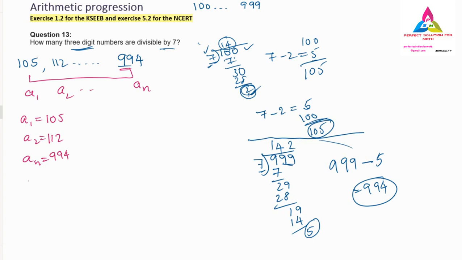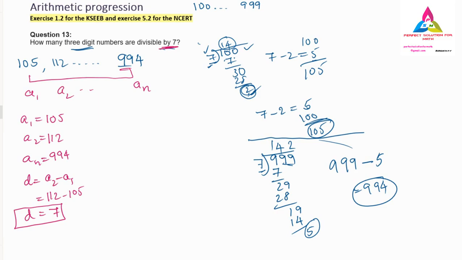Next we have to find the d value. D is nothing but a2 minus a1, that is 112 minus 105, which is equal to 7. So the d value will be 7. One more thing: to find the d value, it is given only as divisible by 7. Whatever they say it is divisible by becomes the d value. If they had given divisible by 8 here, the d value would be 8, in this way.